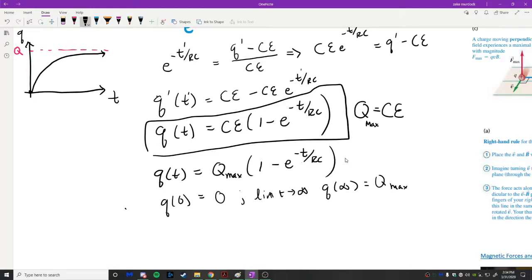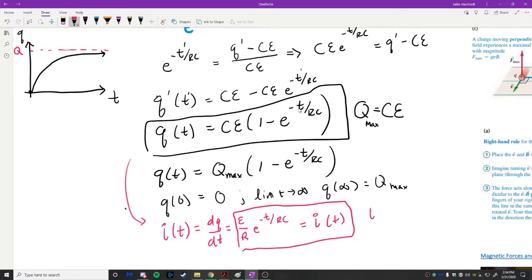What about the current? If I know this, can I find the current as a function of time? What do I do? Take the derivative. Yeah, so if we take the derivative of q with respect to t, the first term has derivative 0, because CE is a constant. When I take the derivative of the other term, I get 1 over RC, so you get E over R, e to the negative t over RC. That ends up being the current as a function of time in the system.